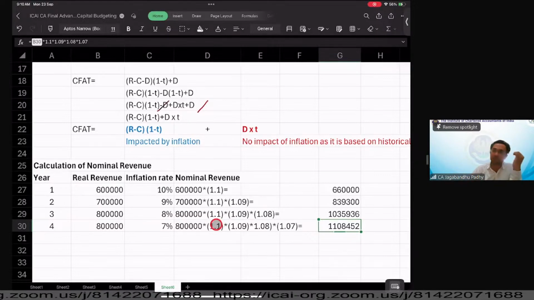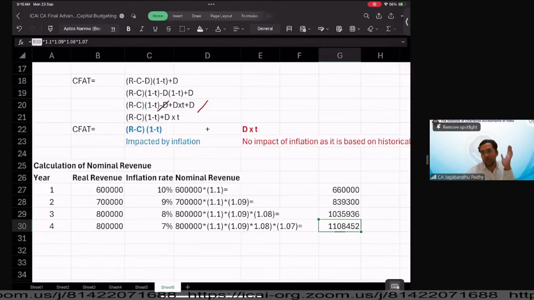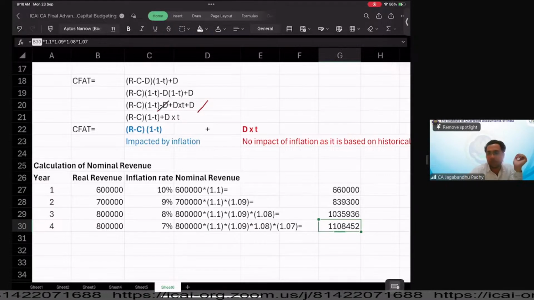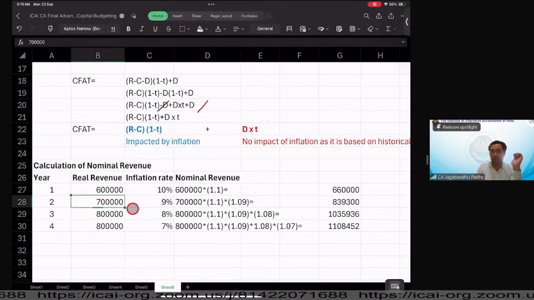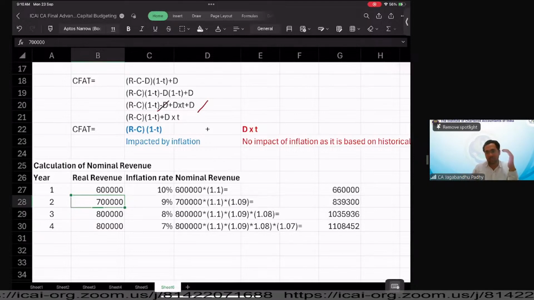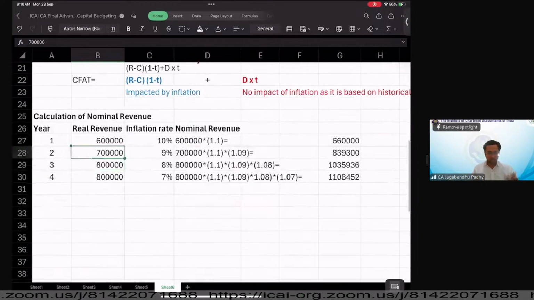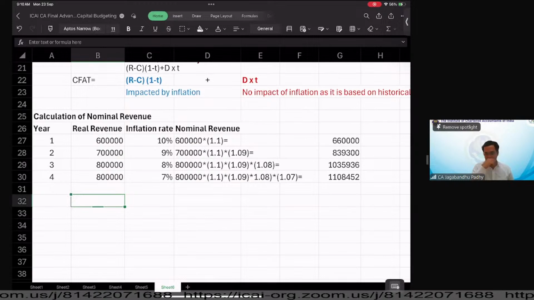Is this clear? So every year there is an impact of inflation. It's not that inflation is coming only in that year in which cash flow is coming. Right? But we're earning 7 lakh exactly, but this 7 lakh is as per current prices. If it is as per current prices, when you go to the second year, it will be increasing first year by 10% and second year by 9%.